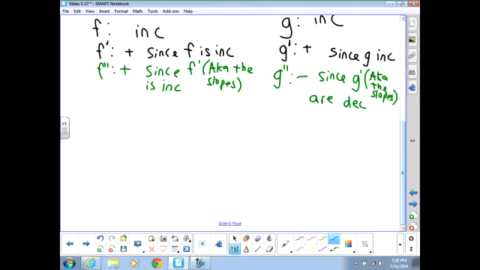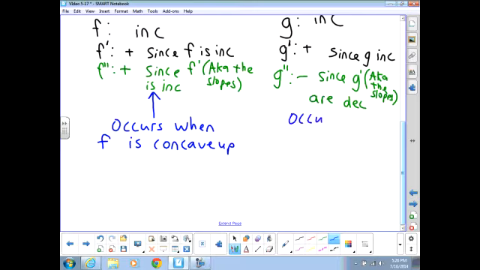Now, the two new pieces of vocab that we'll see: all the things on the left occur when the graph, and I'll say f, because that's our original graph, is concave up. And all the things on the right, so in other words, a negative second derivative, occur when g is concave down.